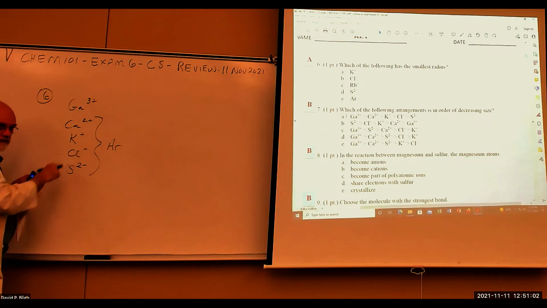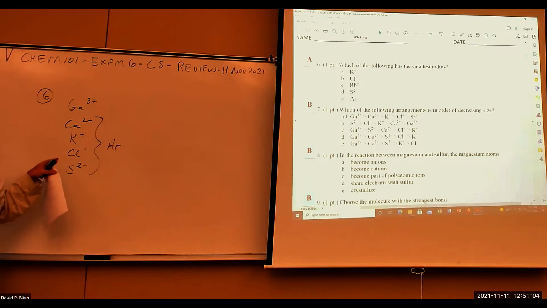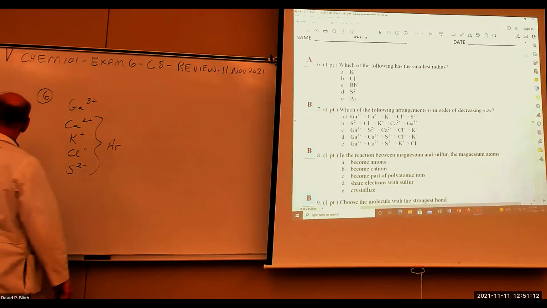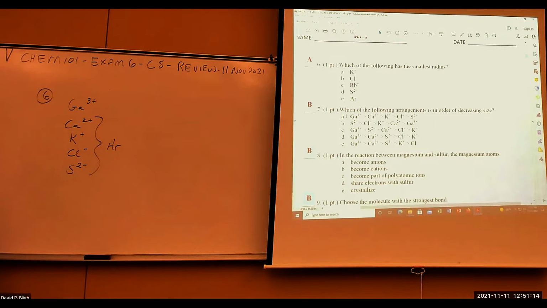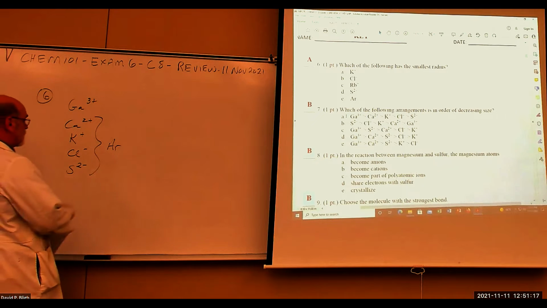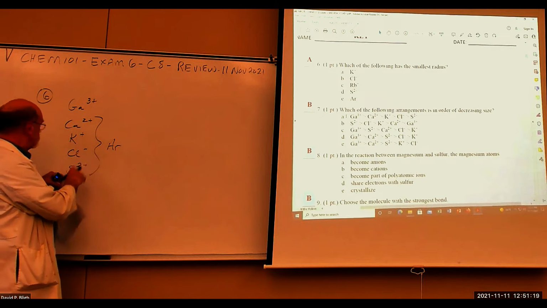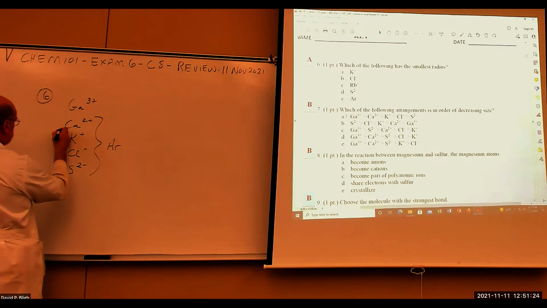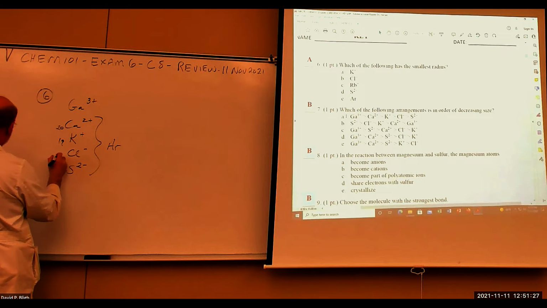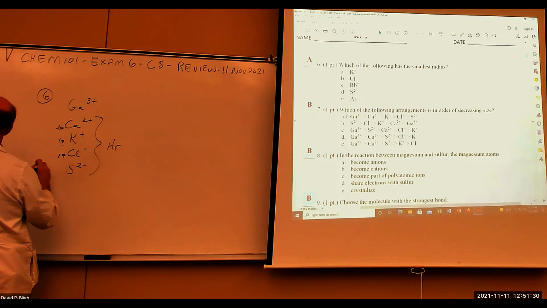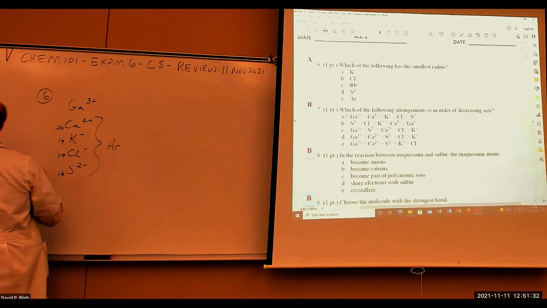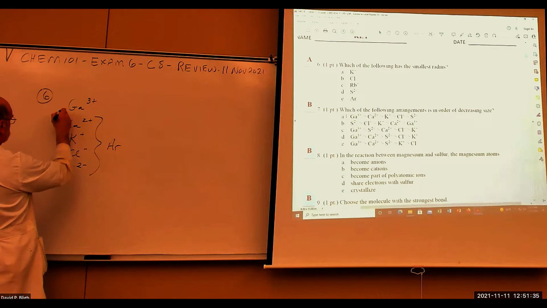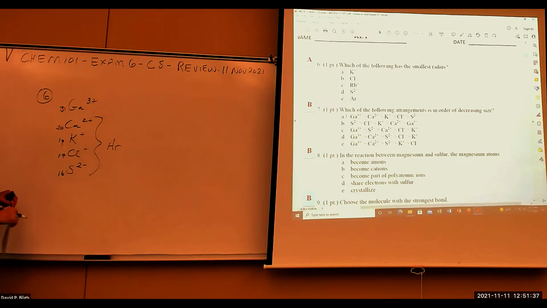Let's put these in order. If these are all the same electronic structure, they don't have the same number of protons. So which one has the most number of protons? It would be calcium, right? Same number of electrons, the most protons, except for gallium. Let's write those in. This is 20, 19, 17, 16 protons, and gallium has 31 protons.